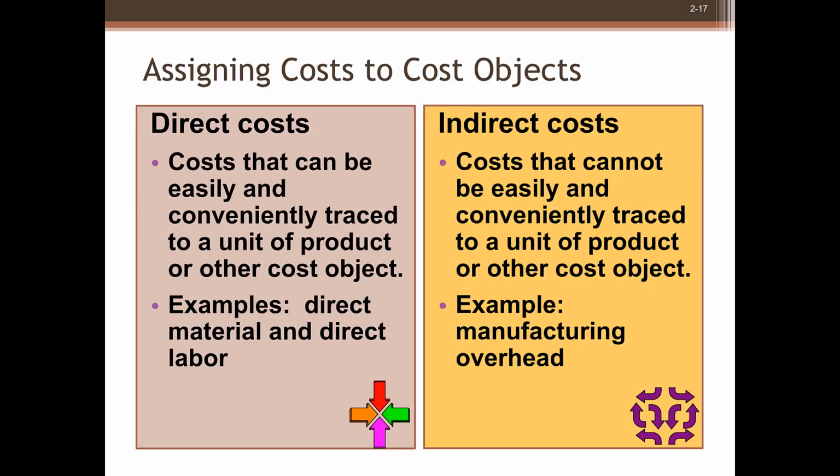For the purpose of assigning costs to cost objects, costs are classified into two classifications: direct costs and indirect costs. Direct costs are costs which can be easily and conveniently traced to a unit of product or other cost object. Direct materials and direct labor costs are direct costs. Indirect costs are costs which cannot be easily and conveniently traced to a unit of product or other cost object. Manufacturing overhead is an indirect cost.